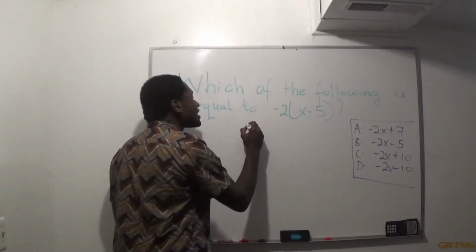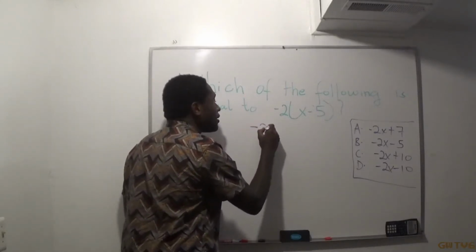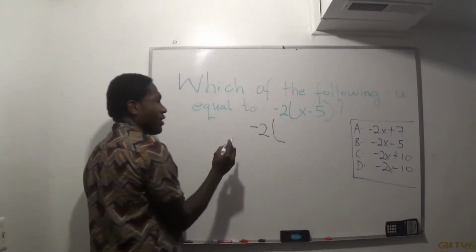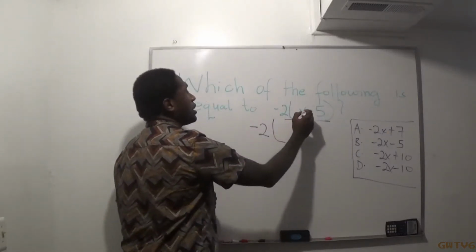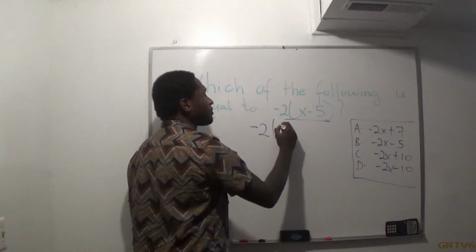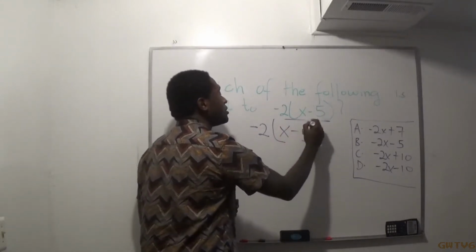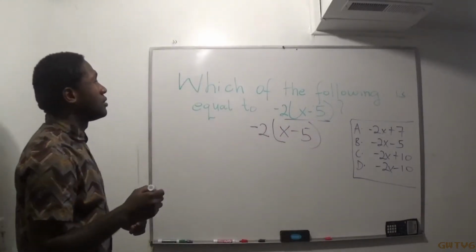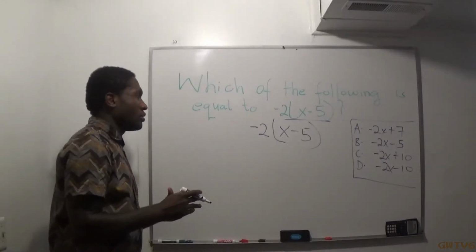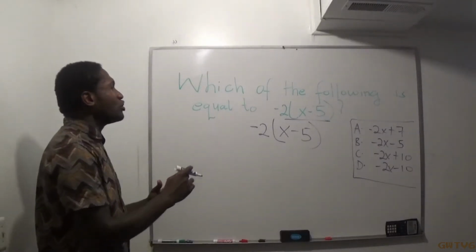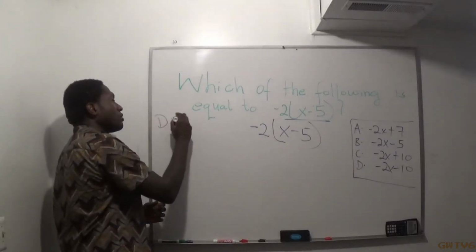Whenever you have something outside a parenthesis, like the -2 here, which I'm just copying, and then you have something in the parenthesis like that, what you have to do is distribute.